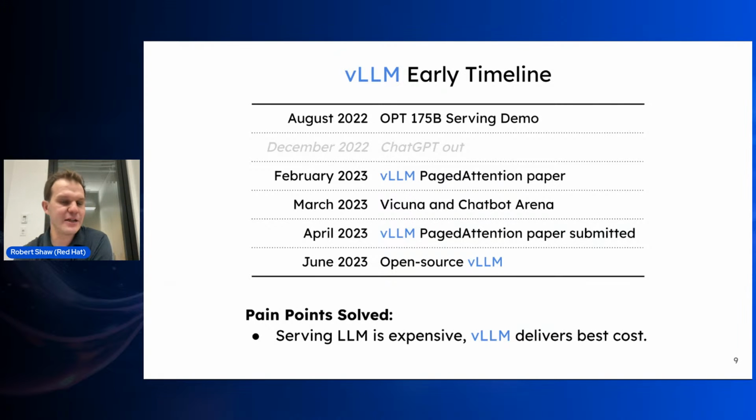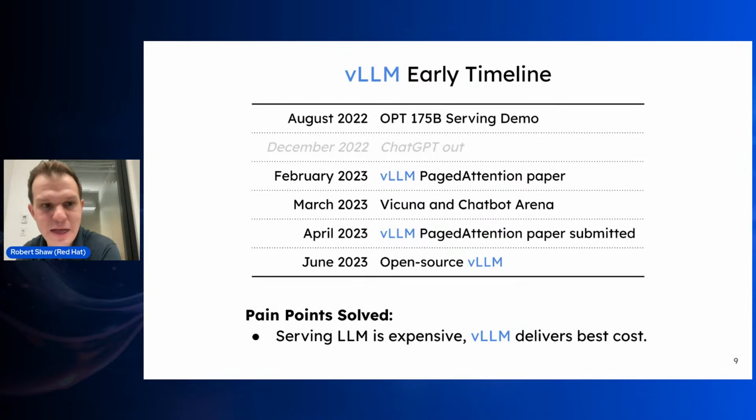And so in terms of vLLM's early timeline, the project really started out at UC Berkeley. It was founded by Woo-Suk and Johan, who were students in UC Berkeley's Sky Computing Lab. And they really got started trying to build an inference server for OPT 175B, which was a very large model in 2022 that was an open source recreation of GPT-3.